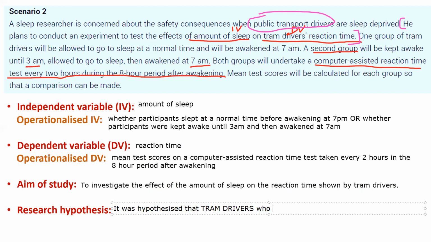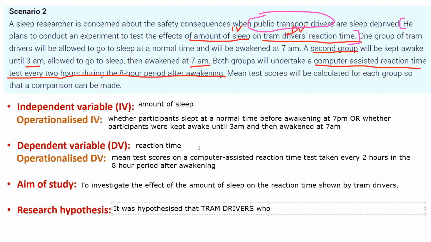Miss, wouldn't it be public transport drivers because it's more broad? It's more broad, but because the aim focuses on tram drivers, the aim is usually connected to the specific study that we're looking at. If we said public transport drivers, it might be a little too broad, because if we look at the 2 groups of the study, it says one group of tram drivers will be allowed to go and a second group will be kept awake. So it's assuming that tram drivers are the people making up the experimental group and the control group. It doesn't say, for example, one group of bus drivers. But that's a good point you've got there.